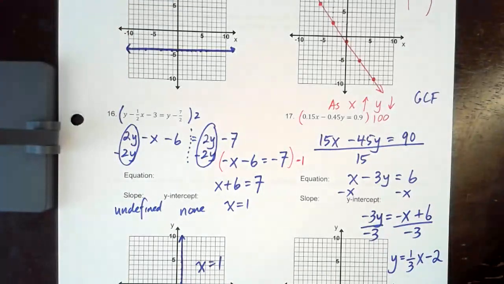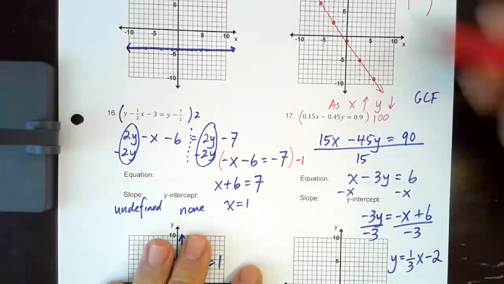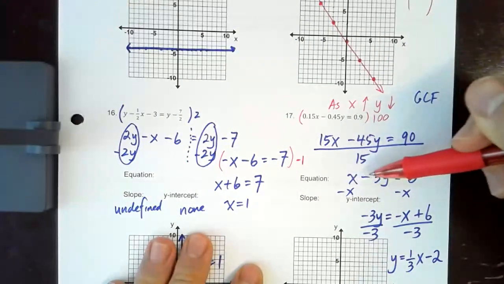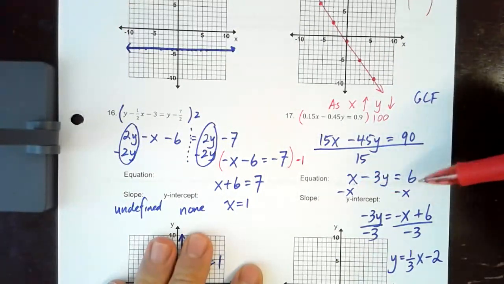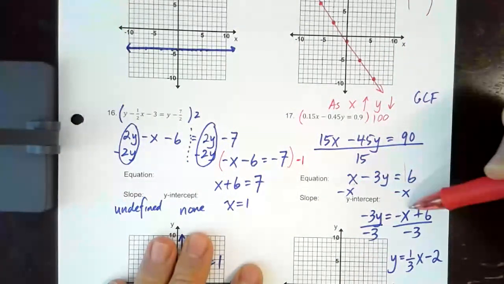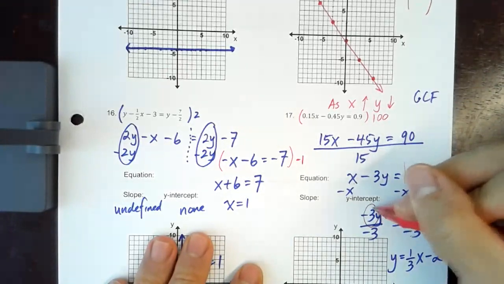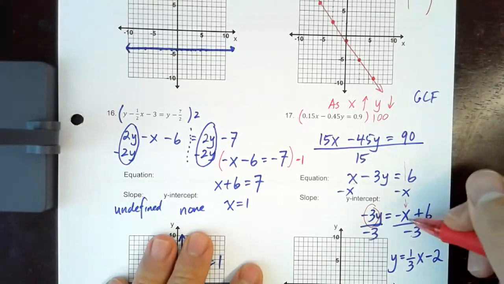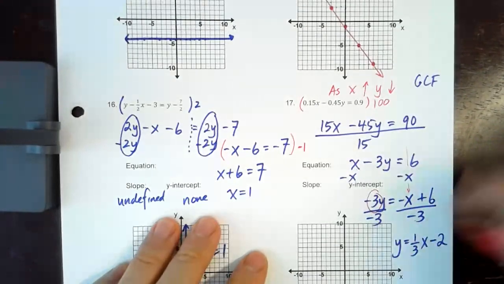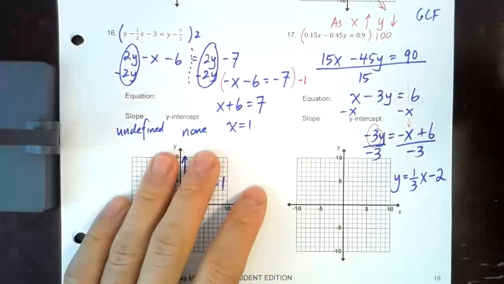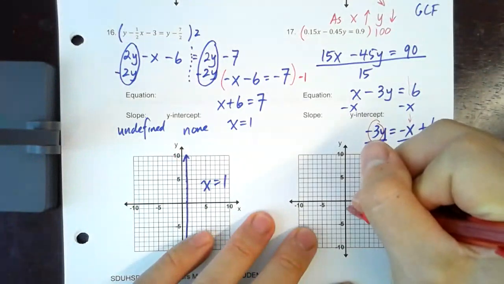Always want to double check. Let's double check really quickly. x minus 3y equals 6. Subtracted x from both sides. Put the negative x in the front. Divided both sides by negative 3 just to cancel this coefficient. And I ended up with 1/3 x minus 2. That works. Okay. Make it a habit to double check your work.